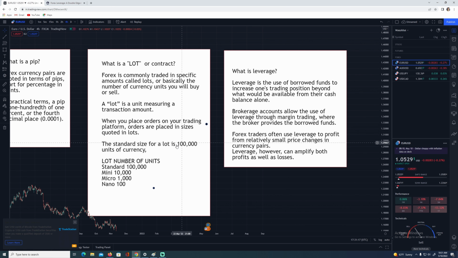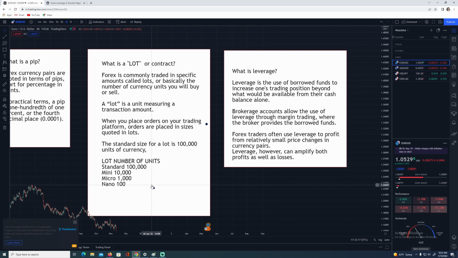Because now that you're trading a bigger size, if it goes up 100 pips, yes, you're making $1,000. But if it goes down 100 pips, you just lost $1,000. That's one third of your account. That's 33% of your account. Now, to gain that back is going to be pretty hard.